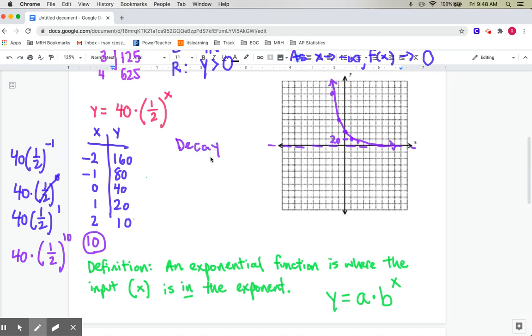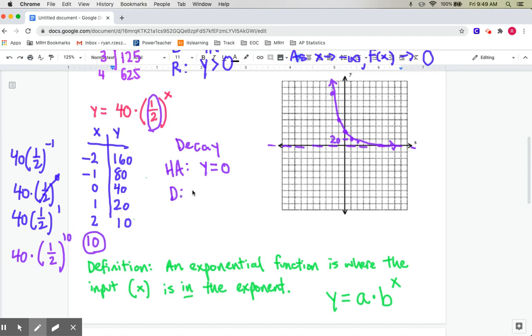I can tell it's decay just by looking at the equation, because the number under my exponent is a fraction or a decimal less than 1. If you put a decimal less than 1 under your exponent, you're multiplying by a decimal, so your answer is going to get smaller as you go. The HA, another way of writing horizontal asymptote, the tail of my graph, is still at y equals 0. Turns out that all exponentials we talk about today will always tail off at 0. We'll talk next time about when that can change.